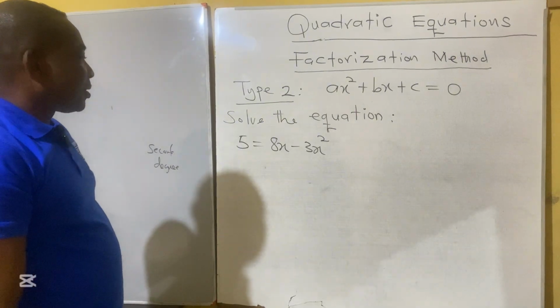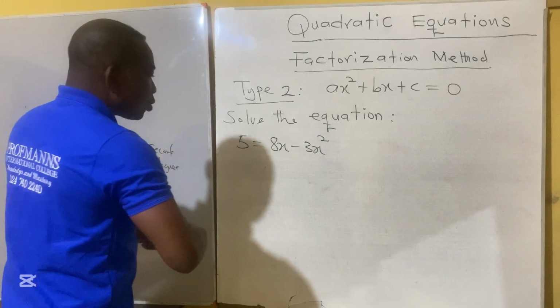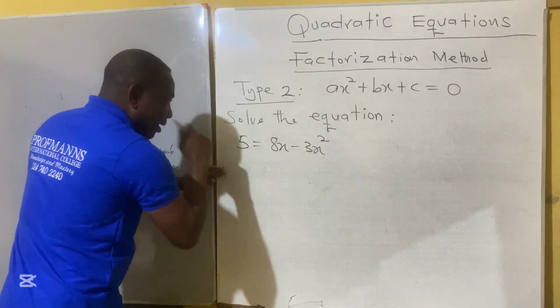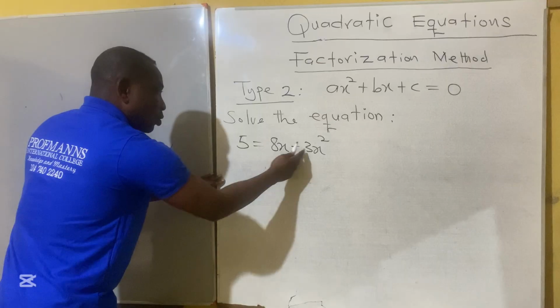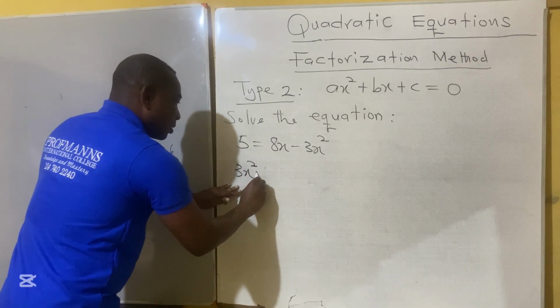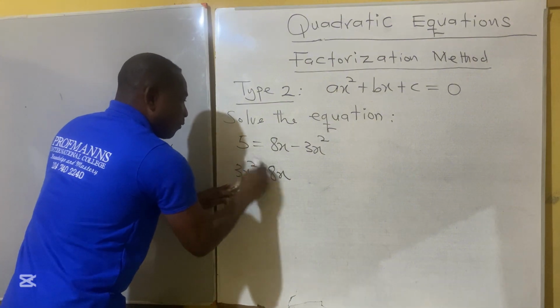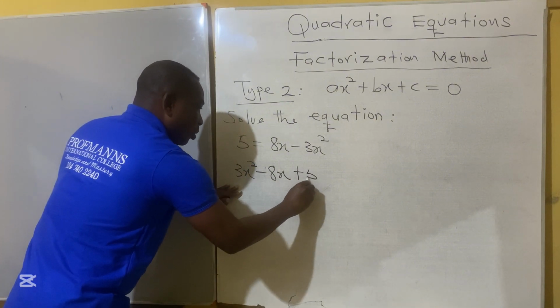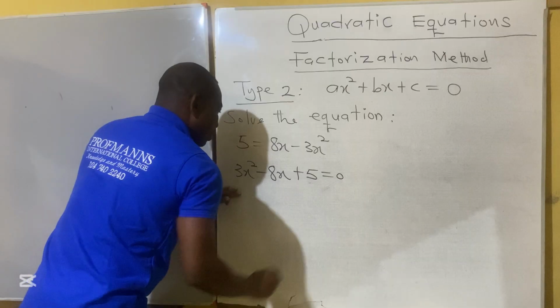Let's solve another question under the type 2. So here, let's equate this quadratic equation to 0. This comes here, becomes 3x squared, this crosses minus 8x. 5 is already there and it is positive. Positive 5 is equal to 0.